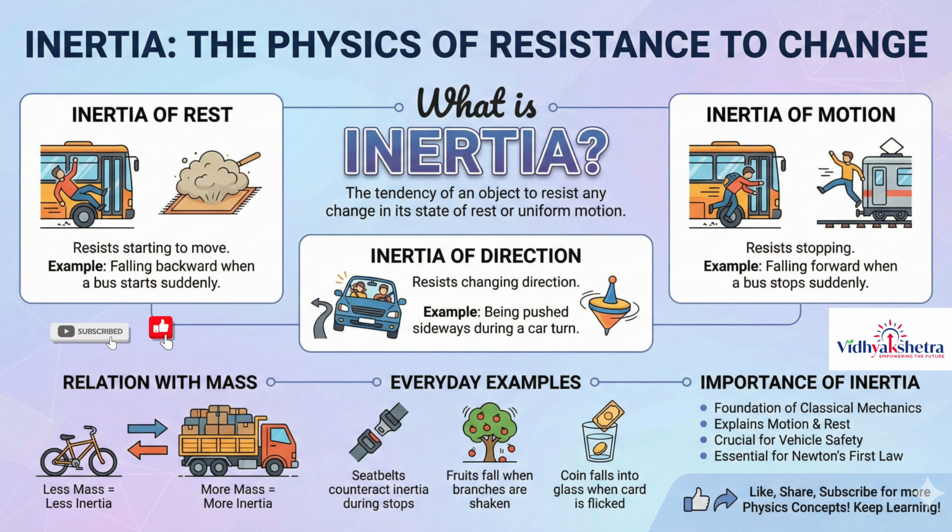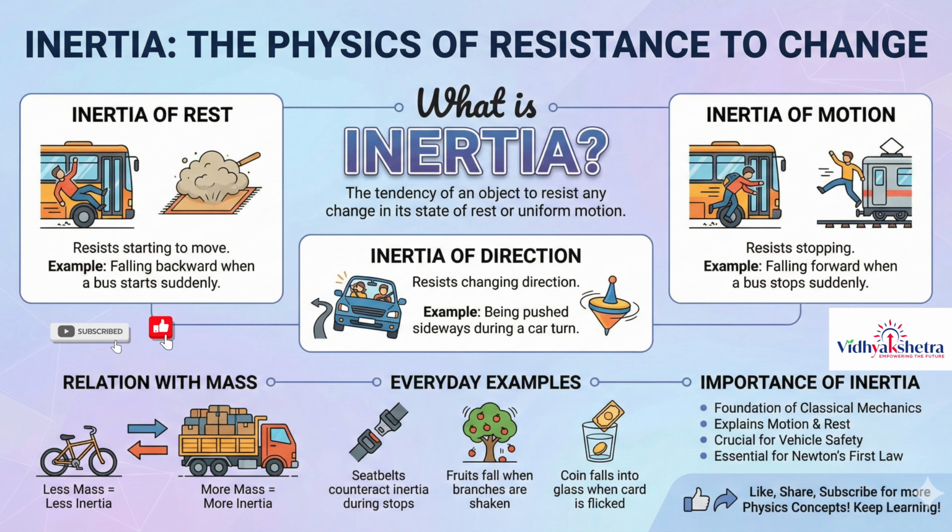3. Inertia of direction. Inertia of direction is the tendency of an object to resist a change in its direction of motion. Example: when a car takes a sharp turn, passengers are pushed sideways. A stone tied to a string moves outward when rotated in a circle. The object resists the change in direction.